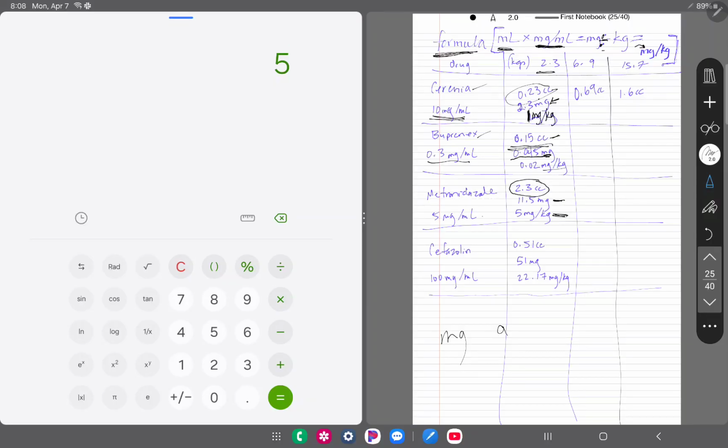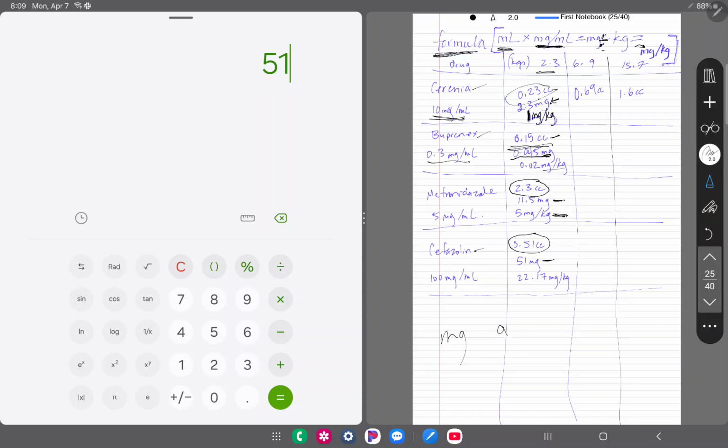So if we go now to cefazolin, again, the doctor said that is what I was to give the animal. Great. I can't write that in the medical record. So I take my mils, 0.51. I'm going to take it times the mg per mil, or the concentration. And that's going to be 51 milligrams.